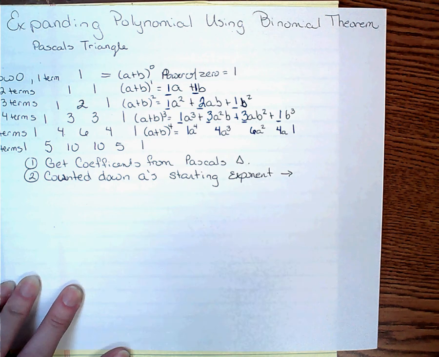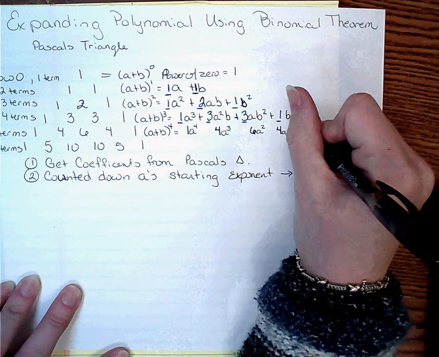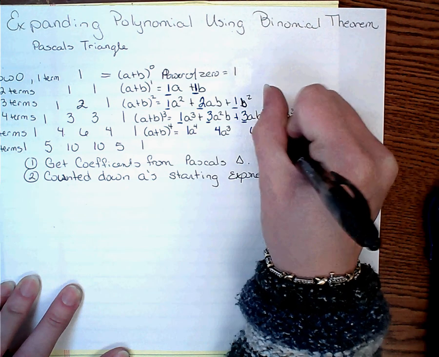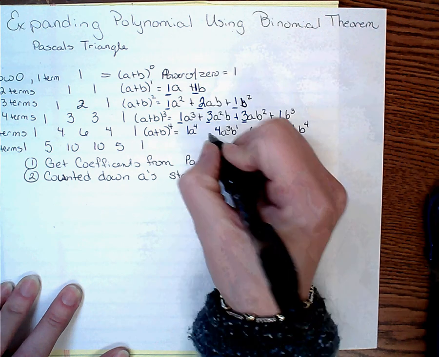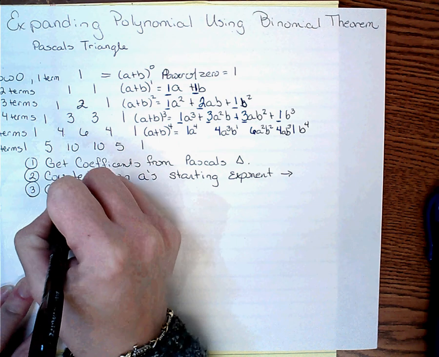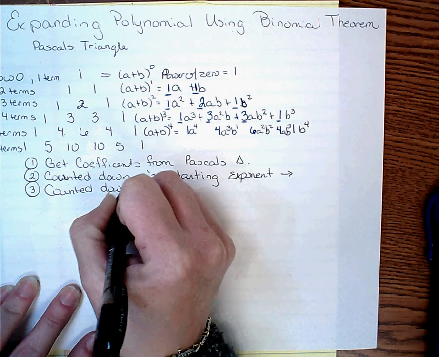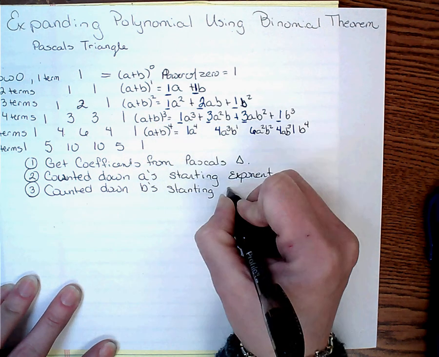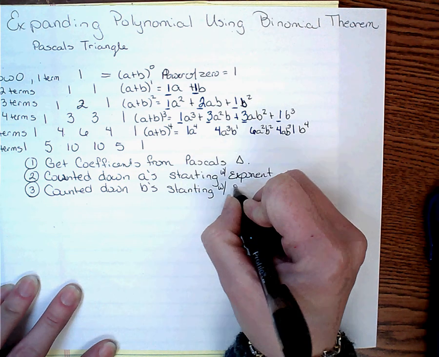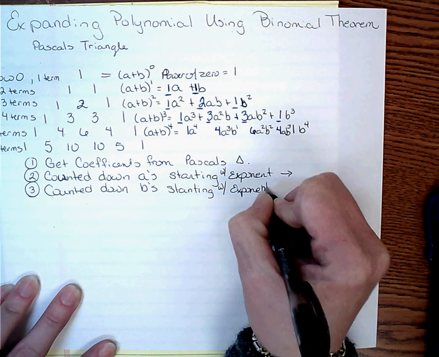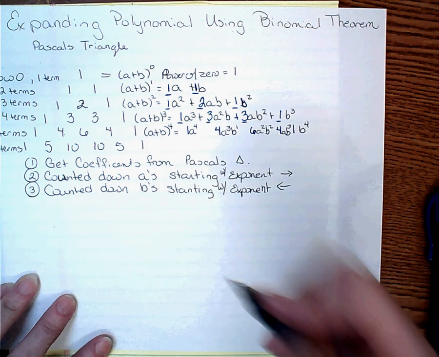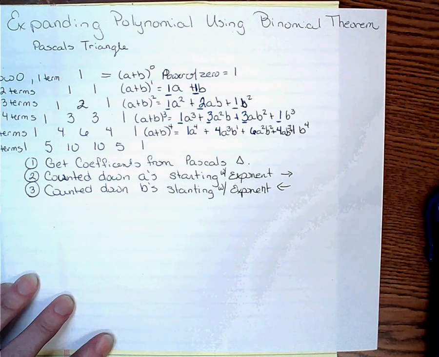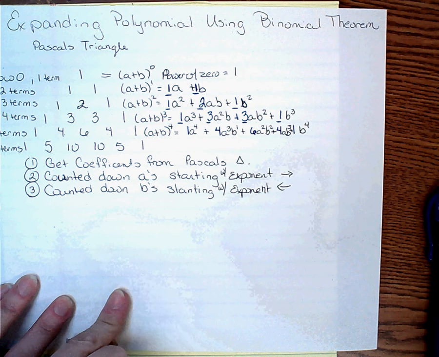Okay, now we're going to do our b's. B's are going to start down here. So this is b to the fourth, b to the third, b squared, b to the first. So the third thing I did, count down our b's, starting with exponents. And we're going to go in the opposite direction. I'm going to throw in a plus sign in between each coefficient. Okay?